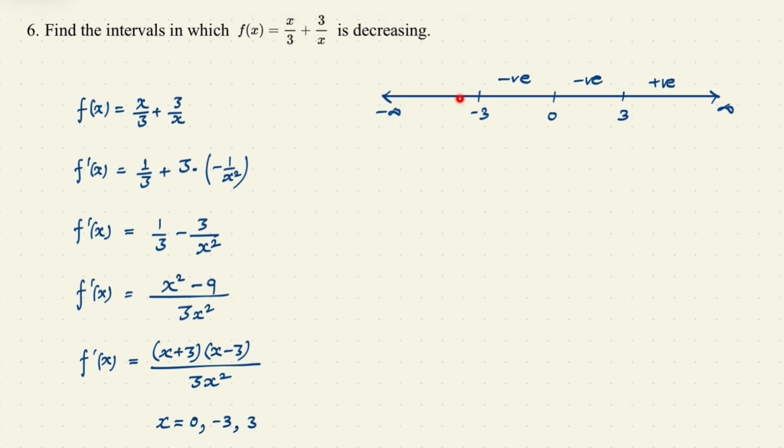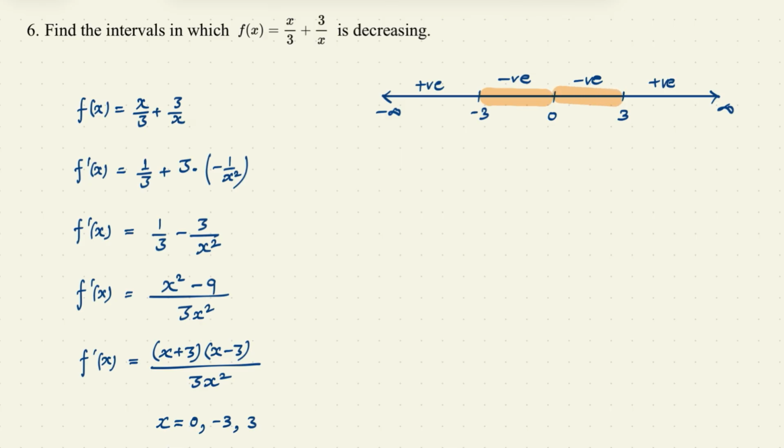And similarly, you can check in this interval, that is minus infinity to minus 3, this function will be positive here also. That means this function is decreasing from minus 3 to 0 and from 0 to 3. So here the question was asking to find at which interval this function is decreasing. So my answer will be from minus 3 to 0 and from 0 to 3.